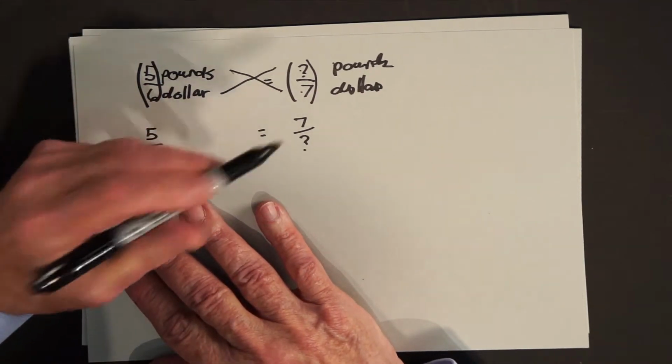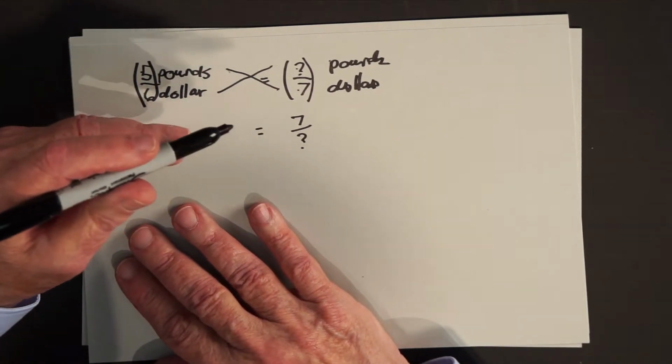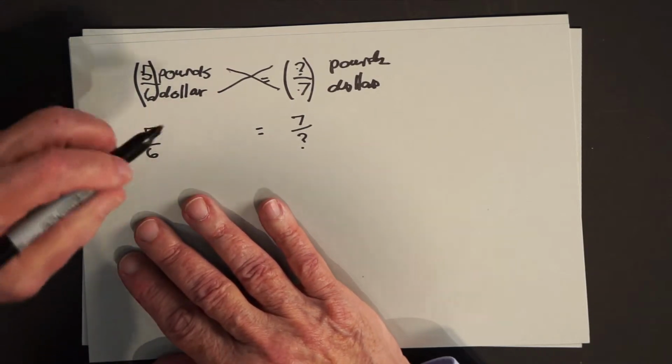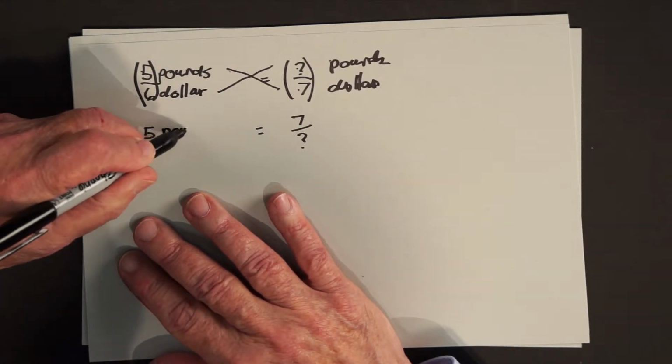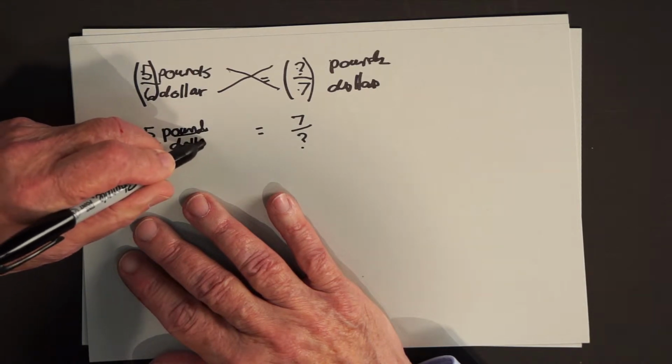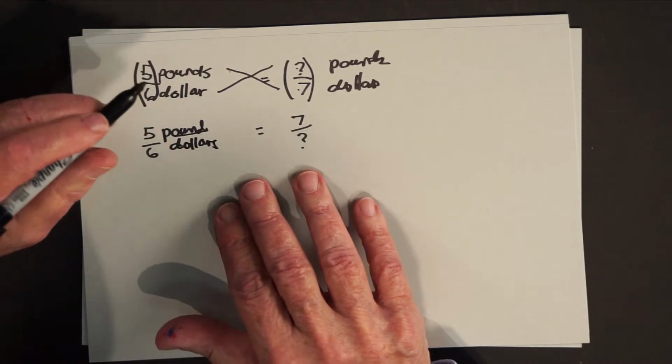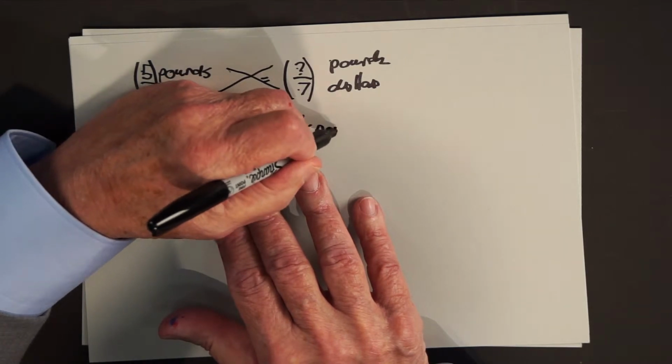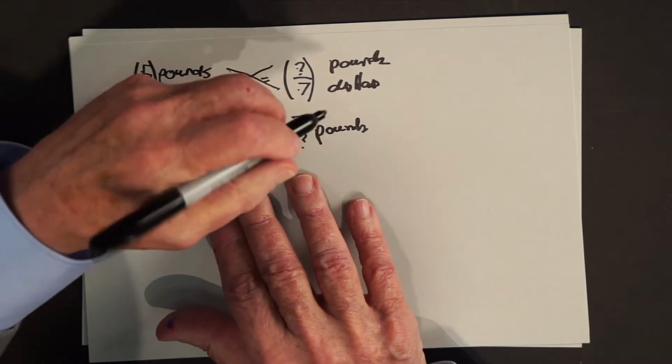Now suppose by mistake, and by mistake I mean you didn't do what the teacher told you. See, this still is modifying pounds. This still is modifying dollars. But suppose you put the pounds down here. See, you didn't line it up correctly.